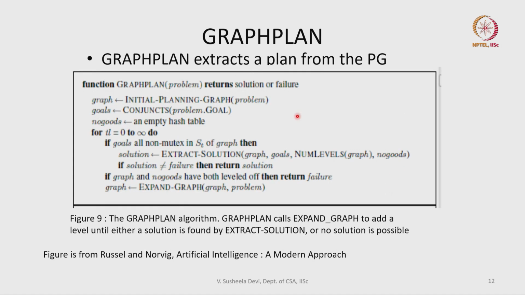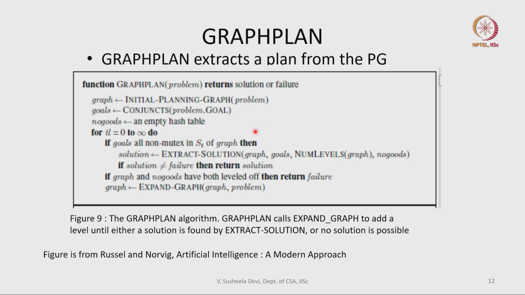And Graphplan, what has it done? It extracts the plan from the planning graph. So if you have a planning graph, how do you extract the solution from the planning graph? That is done by using Graphplan.